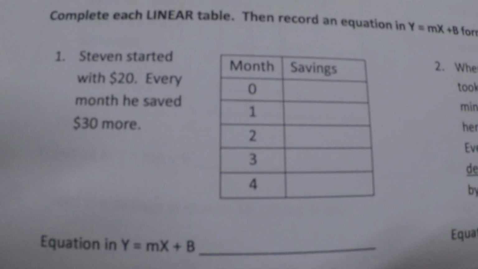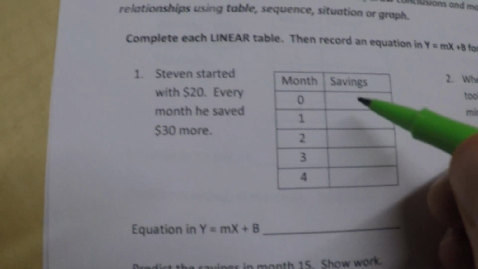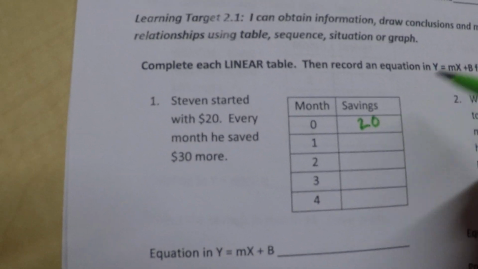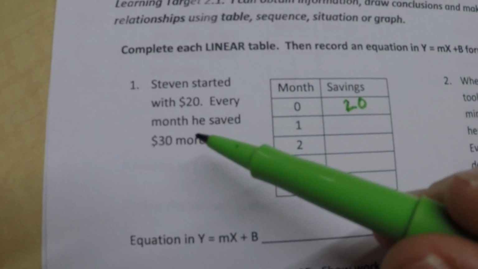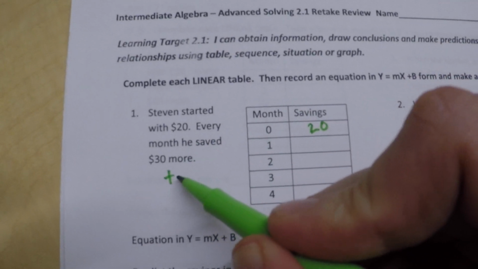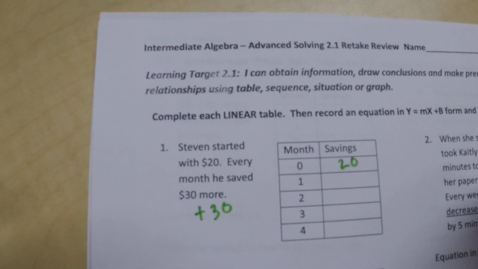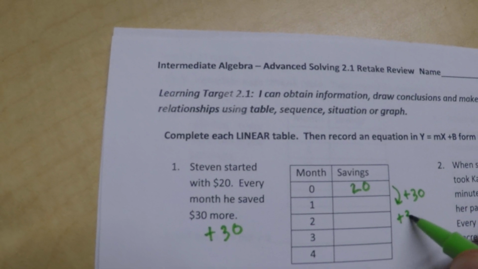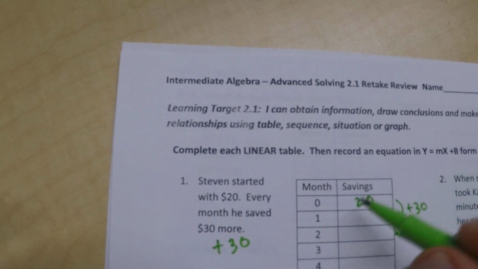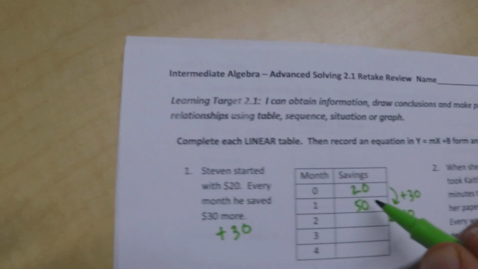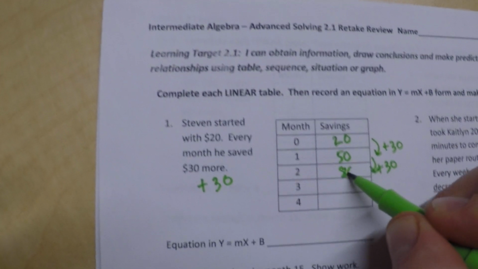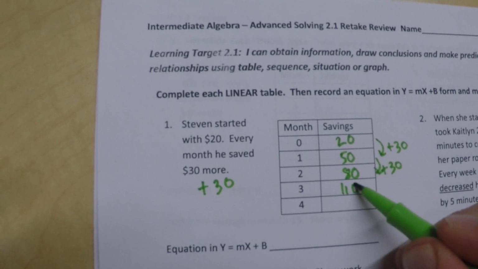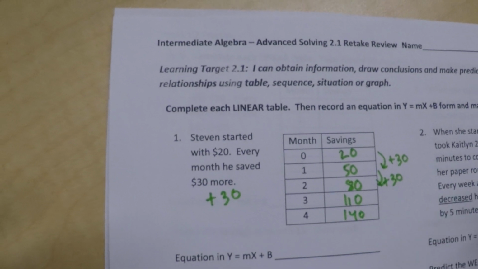It says Steven started with $20. That means that in month 0, he's got $20 right away. Every month he saved $30 more. So that means we're going to add 30 every month. So as we come down here, we're adding 30 every time. Okay, so 20 plus 30 is 50, plus 30 is 80, plus 30 is 110, plus 30 is 140.